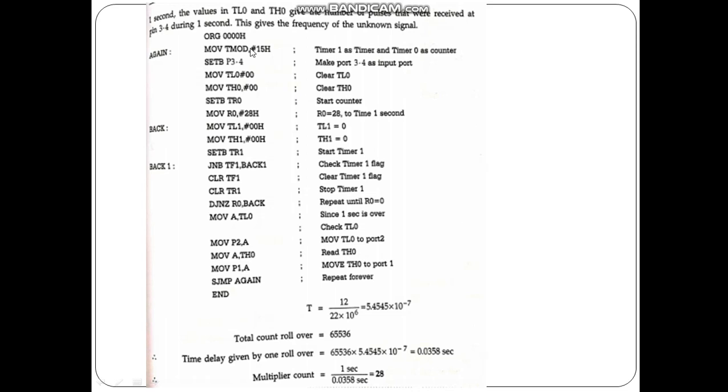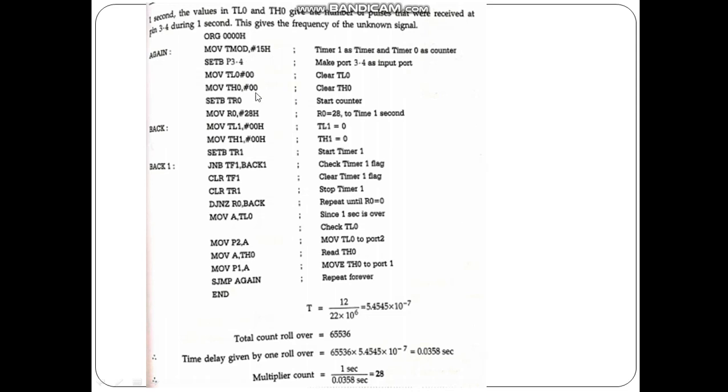Coming to the programming part, TMOD is loaded with #15h. Till now we were just using either timer 0, timer 1, counter 0 or counter 1. Here both are used: timer 1 as timer and timer 0 as counter. So look into the format of TMOD. TMOD has to be loaded with #15h. Then make port 3 pin 4 work as an input port, so SETB P3.4.